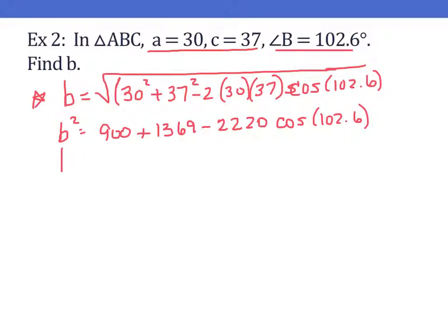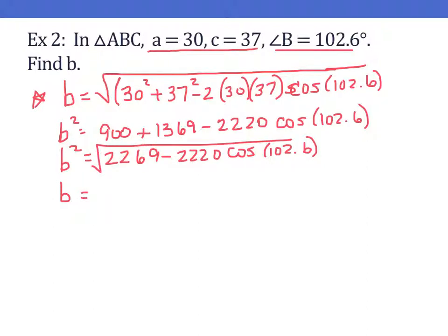Okay, and then let's combine our 900 with 1369, and that gives me 2269 minus 2220 cosine 102.6. Square root that whole thing like that, and then you will end up with the correct answer, which is 52.5.